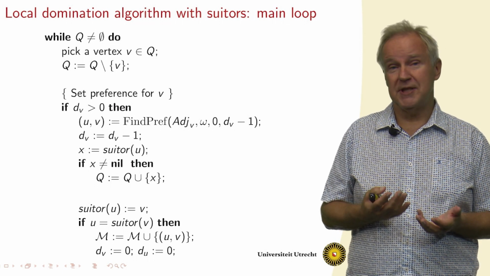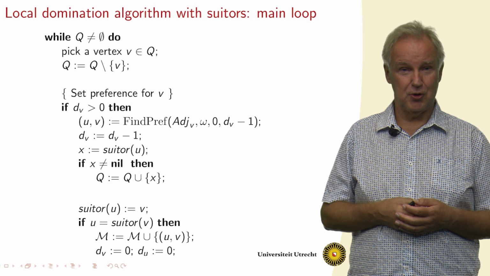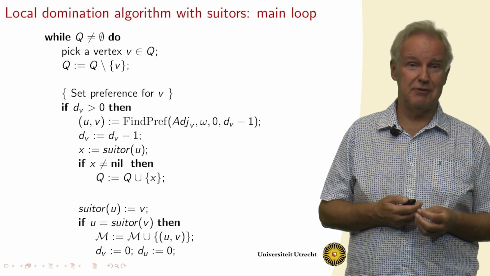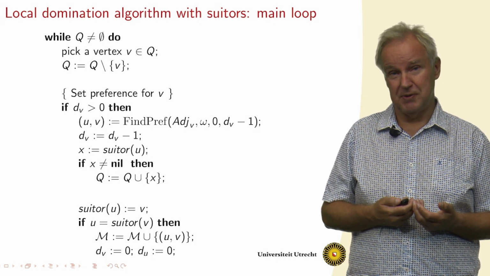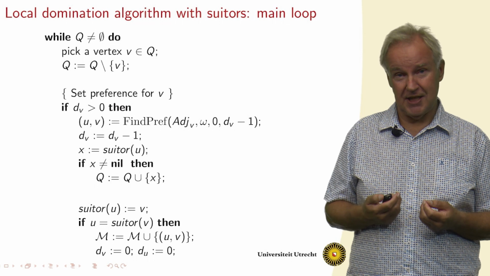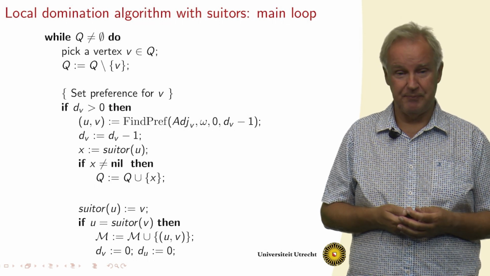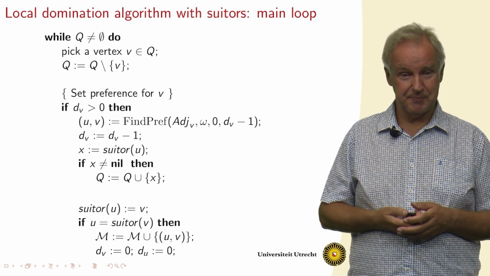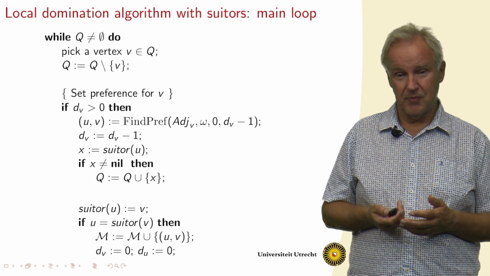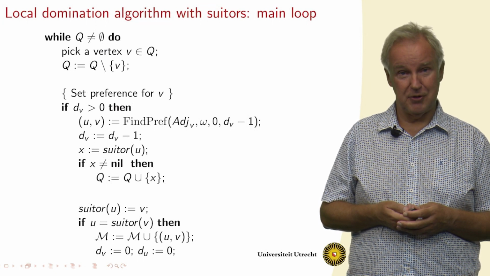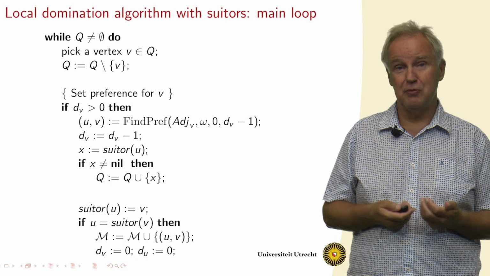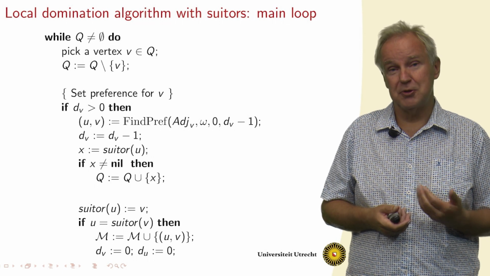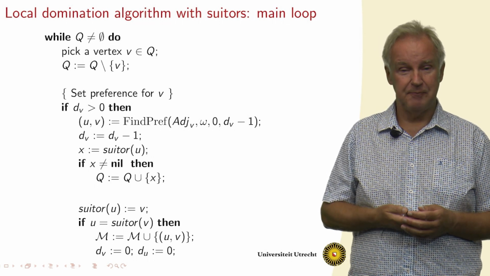What we do, the main loop, is really pick a vertex V from Q, remove it from Q, and then set a preference if dV, the degree, is larger than 0. Because if the degree is 0, it means that the adjacency list has become empty. Now, if it's not empty, then you search for the preference. The preference becomes UV, that's the edge. So U is the vertex that is connected to V. U is the preferred one of V.